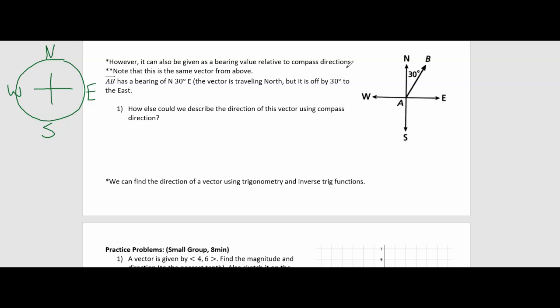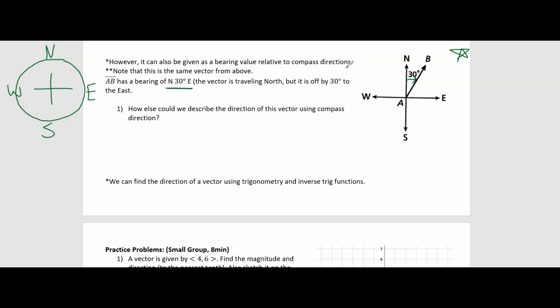So what we do here, if I'm trying to describe this vector over here, and I am given that angle, there are a couple of different ways we could name this. We could say that the vector's traveling north, but it's being pulled off to the east by 30 degrees. So that's where this north 30 degrees east comes from. It's traveling north, but not exactly north. It's being pulled off 30 degrees to the east.